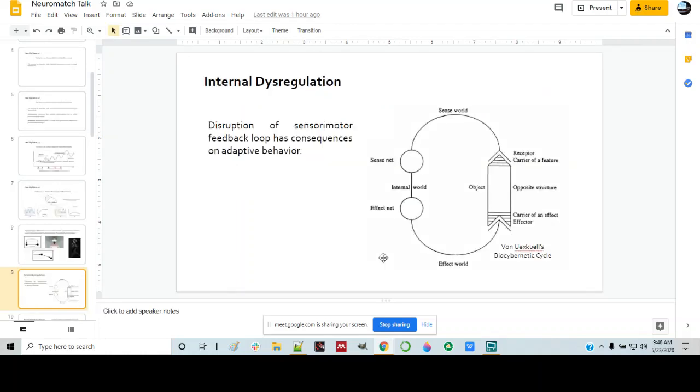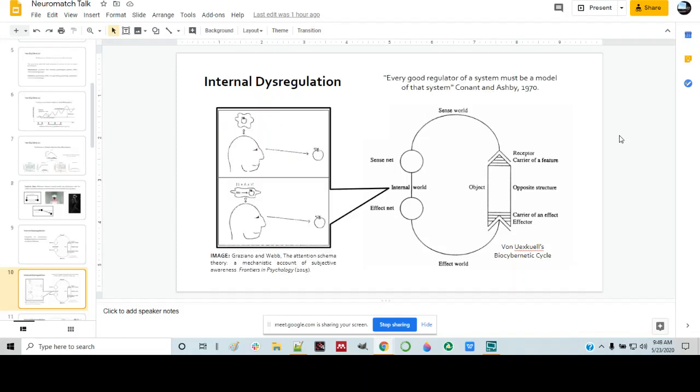Internal dysregulation is based on a couple of concepts of how we think about the brain, and it's very cybernetic. This is the Cybernetics Cycle, which is the relationship between objects in the internal world. This is an older model, but it goes back to a lot of the origins of this idea of regulation, and how we might think of cognition this way had cognitive science taken a different developmental trajectory. If you disrupt this sensory motor feedback loop, it has consequences on adaptive behavior.